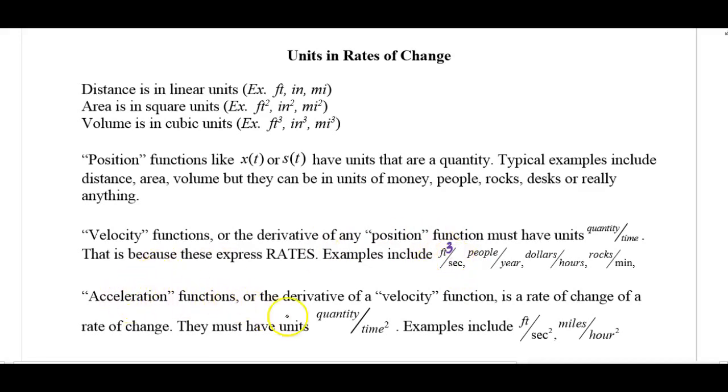Now, acceleration functions, or the derivative of a velocity function, is a rate of change of a rate of change. Now, these must have units of a quantity over a time squared. So what that means is examples might include feet per second squared, or miles per hour squared. So units of the derivative of a velocity function, or a rate of change of a rate of change, so the second derivative of a position function, these have to have units where the time unit is squared.